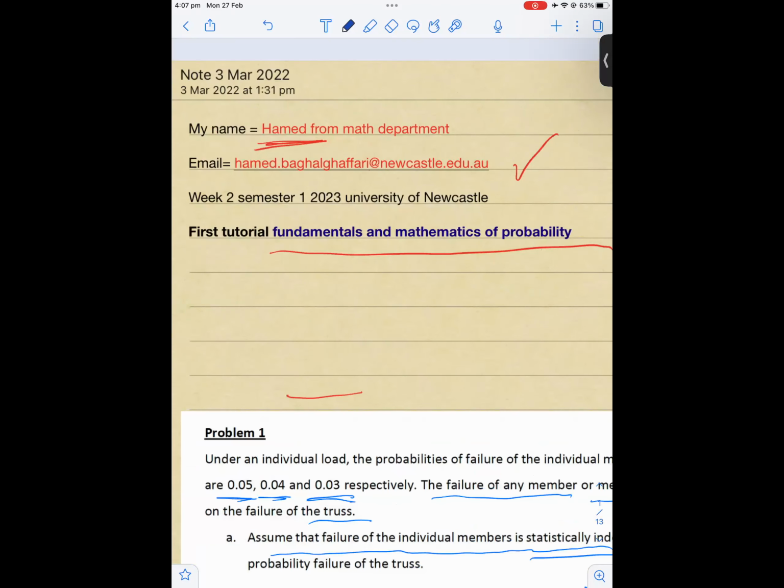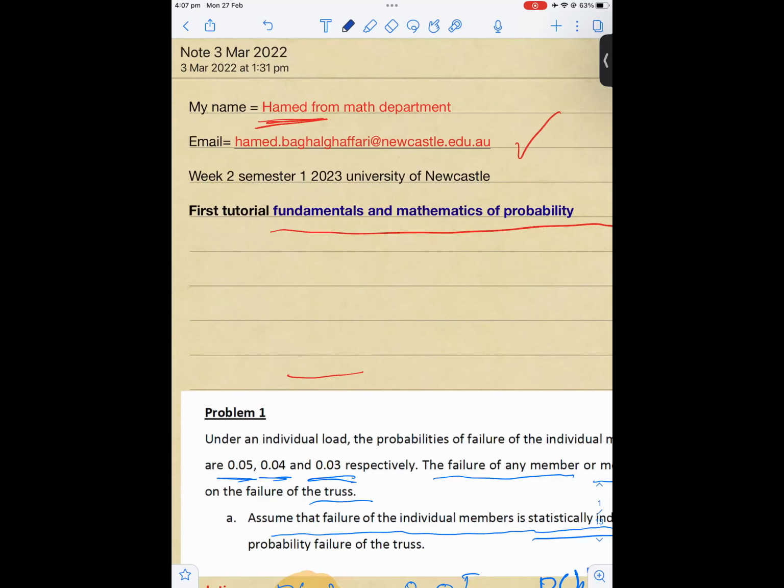Okay. So number one. I'm happy that I'm here. Last year I was the tutor of this course. This year I will again be the TA of this course. My name is Hamed. I'm not sure if you have seen me in other courses. So this is my name.